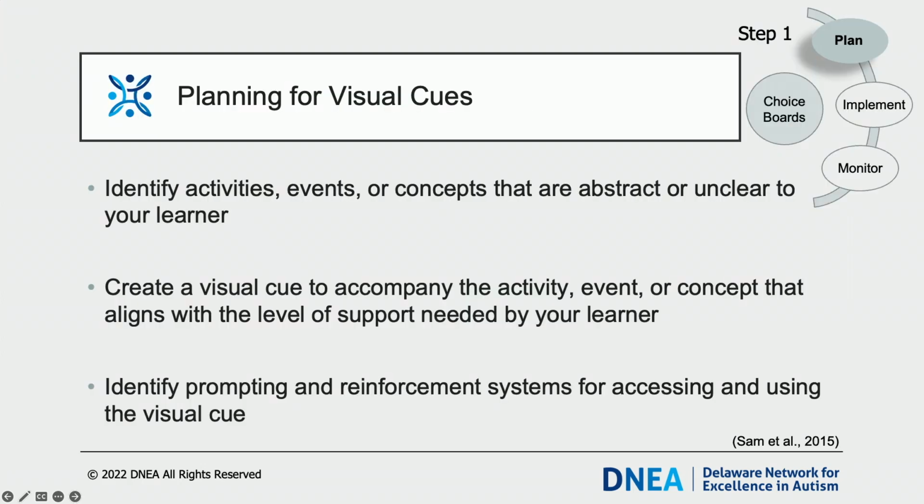When planning to use visual cues, it is important to identify the activities, events, or concepts that are abstract or unclear. Creating a visual cue that accompanies the activity, event, or concept that aligns with the level of support needed for the individual is very important. In addition, one must identify prompting and reinforcement systems that help the individual access and use the cue.